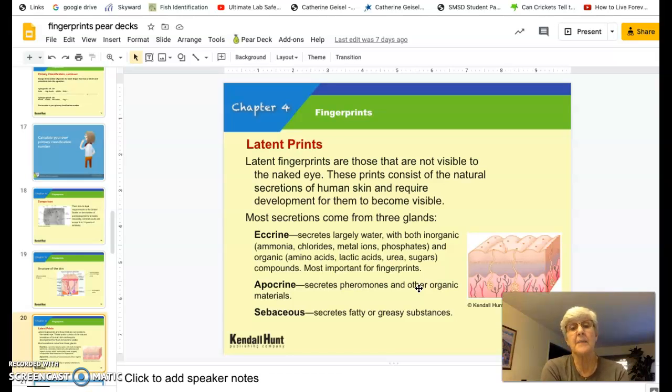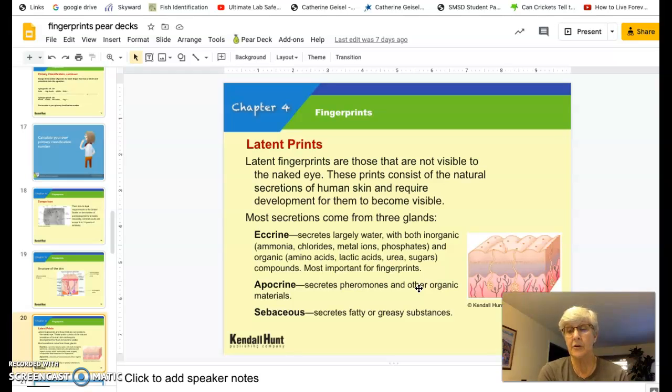You have what are called sebaceous glands, which are your oil glands, attached to the hair follicles, and they produce oil once somebody hits adolescence. Then you have your eccrine glands, which are your sweat glands. They release sweat, which is made up of not only water, but salt, amino acids, and some waste products, urea and uric acid. Latent prints are prints that are not visible to the naked eye, so to make them visible, you have to use some type of powder. The prints consist of secretions from your skin and require development in order to become visible. Most of the secretions on the surface of the skin come from three main types of glands.